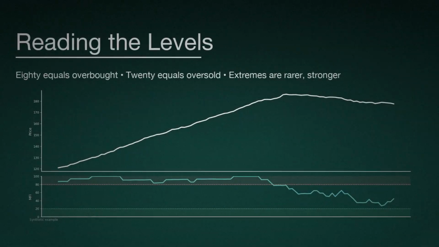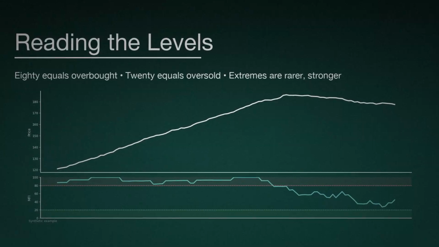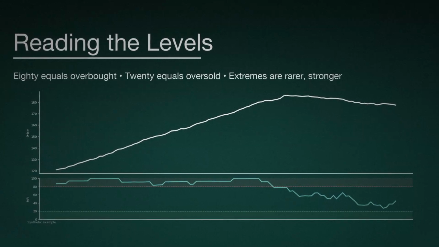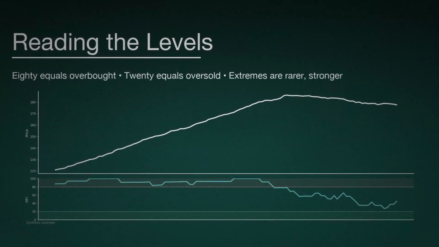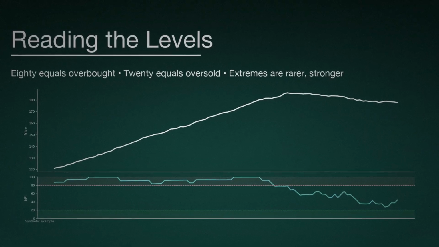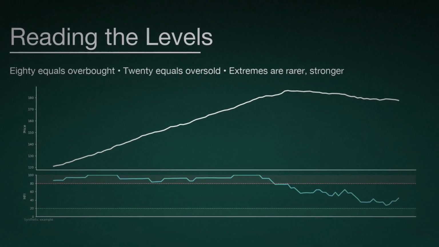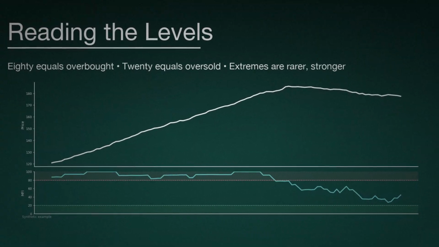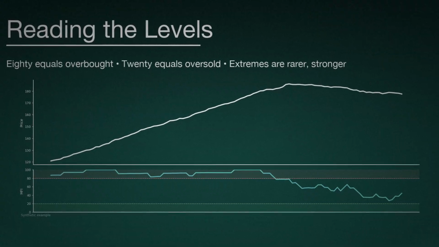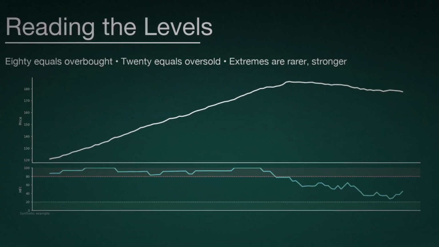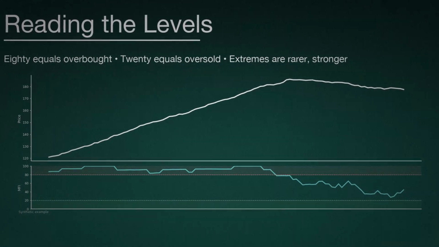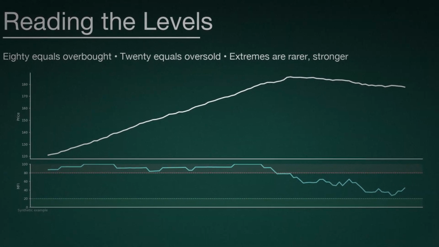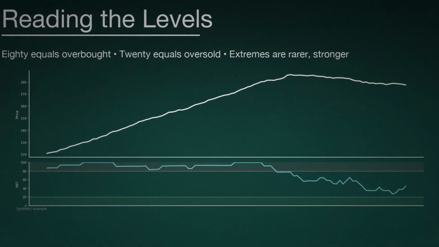MFI rides between 0 and 100. Above 80 is classically overbought, below 20 is oversold. Because volume amplifies the signal, MFI reaches extremes less often than RSI, so when it does, pay attention. Some traders prefer 90 and 10 for stricter filters in strong trends. The key insight: an extreme MFI reading means heavy volume is pushing price hard, and that pressure rarely sustains forever.